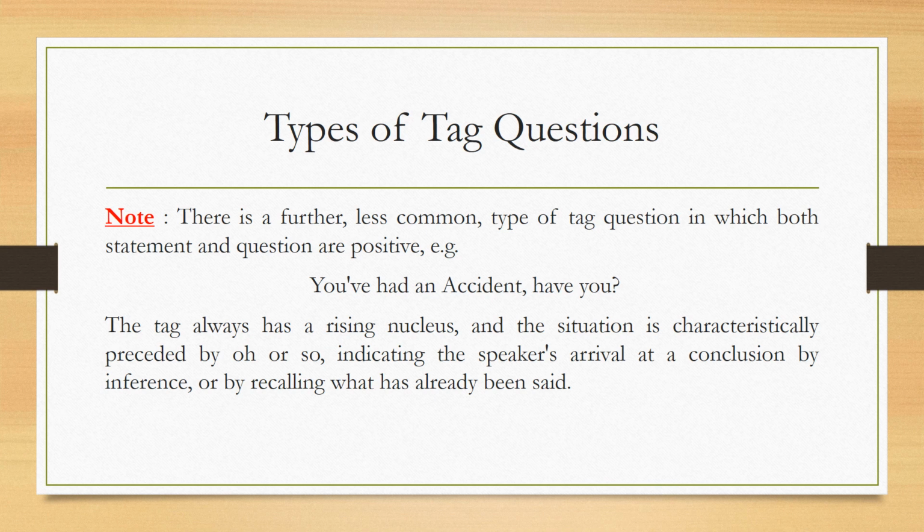You see, suppose that I came to your house and I saw that your car was destroyed. I am going to come to a conclusion that there must be an accident that happened to you. So I'm going to tell you about my conclusion in the form of a tag question that has a structure in which both the statement and the tag question are positive, but I am going to use the rising tone in order to produce the tag question.